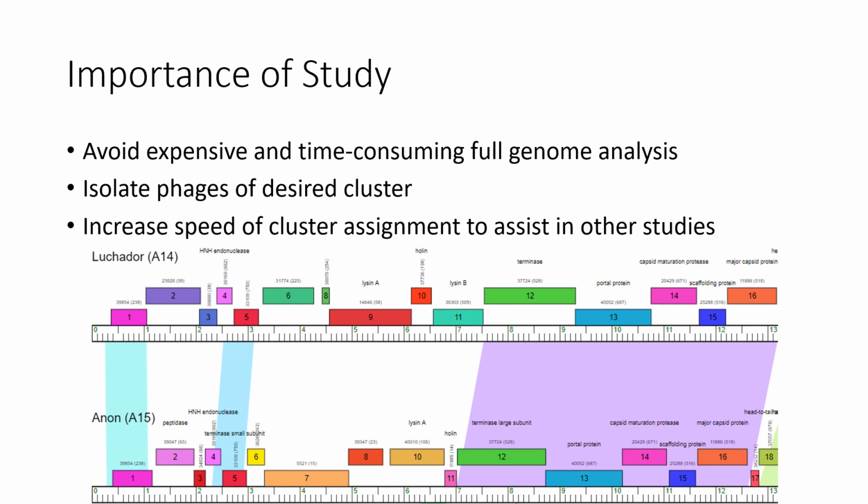The picture at the bottom shows a Phamerator map that compares two phages of the same cluster but different subclusters. The shaded regions in between show regions of similarity. As you can see, these regions have moved around a little bit, showing that these phages have picked up different regions of genetic information over time.